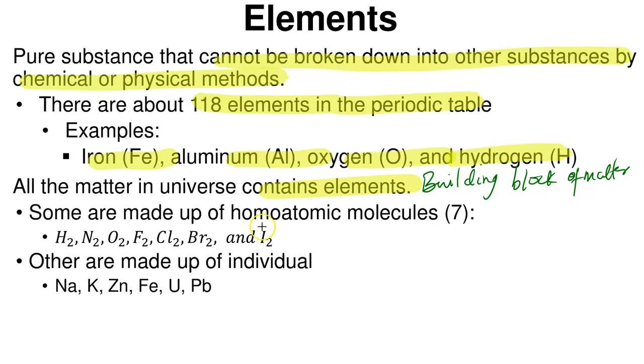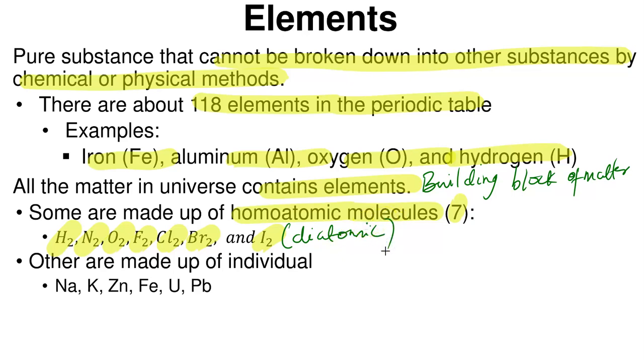Of course, some matter is made up of homoatomic molecules. Homo means they have the same atom, but in this case they exist naturally as more than one atom. There are 7 of these in the periodic table, and they are hydrogen, H2, nitrogen, oxygen, fluorine, chlorine, bromine, and iodine. These do not exist as individual atoms, but rather in association with an atom of themselves to form homoatomic molecules.